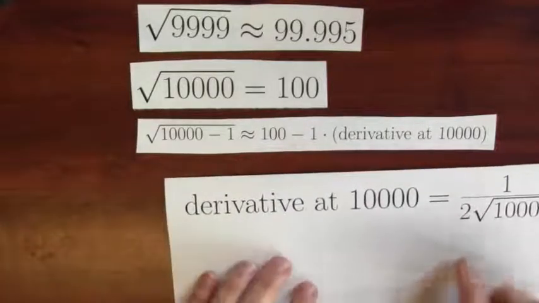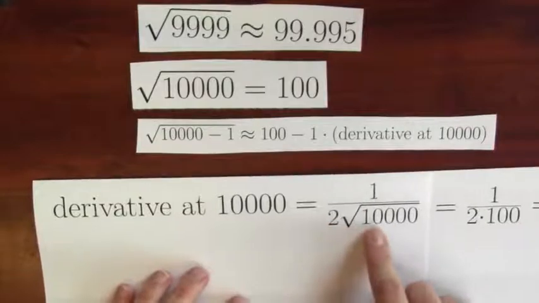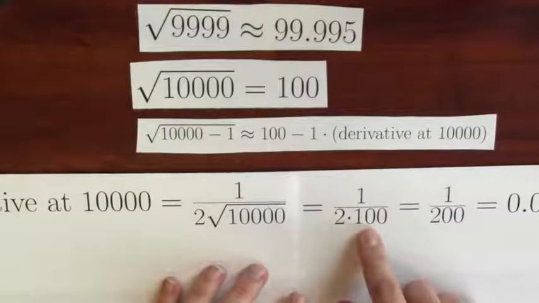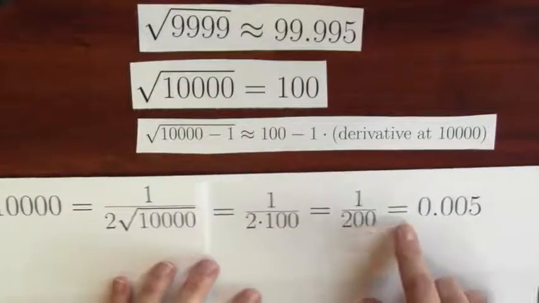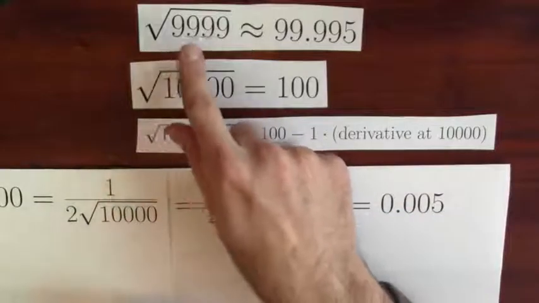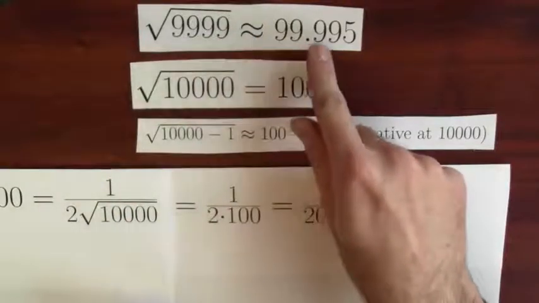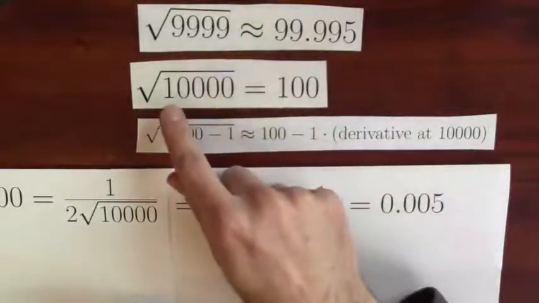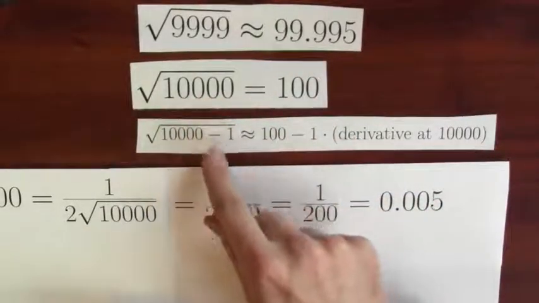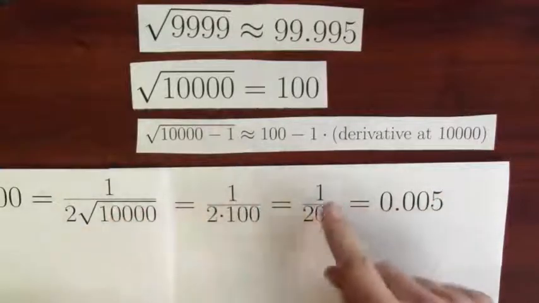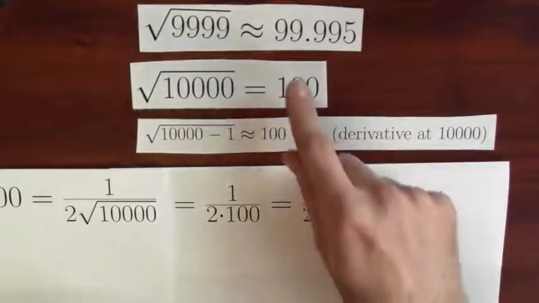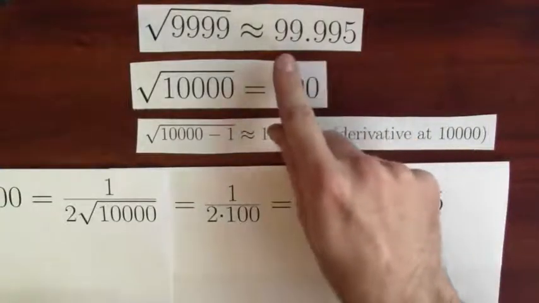Now we can try to calculate the derivative at 10,000. Well, it's 1 over 2 times the square root of 10,000. The square root of 10,000 is 100, so it's 1 over 2 times 100, which is 1 over 200, or 0.005. The square root of 9,999 is so close to 99.995 because the square root of 10,000 is 100, and when I shift the input down by 1, this derivative calculation suggests that the output should be shifted down by about 0.005, and indeed it is.